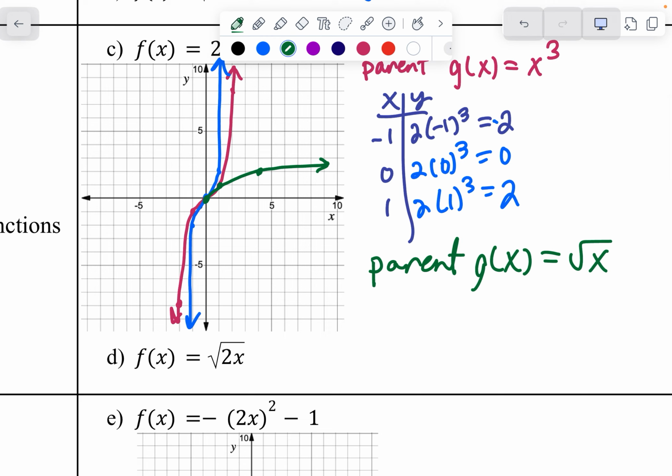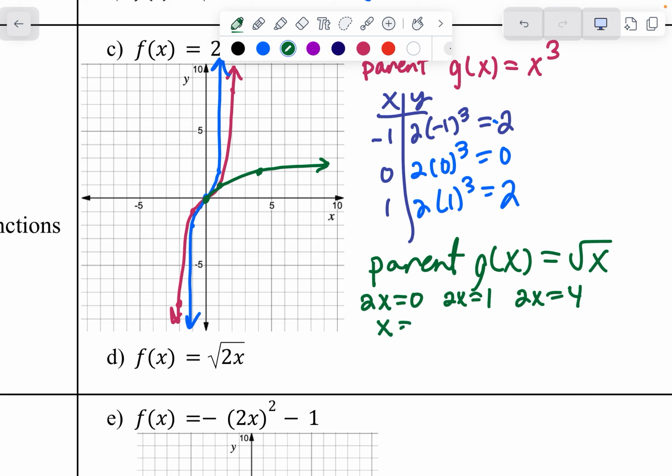But the problem with something on the inside is you really have to think about what numbers will work. So you have to ask yourself, when will 2x equal 0? When will 2x equal 1? When will 2x equal 4? Because those are the nice perfect square roots that we want. So where will the inside of the square root equal 0? Where will it equal 1? Where will it equal 4?